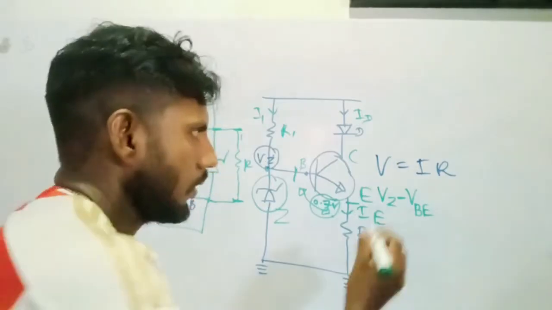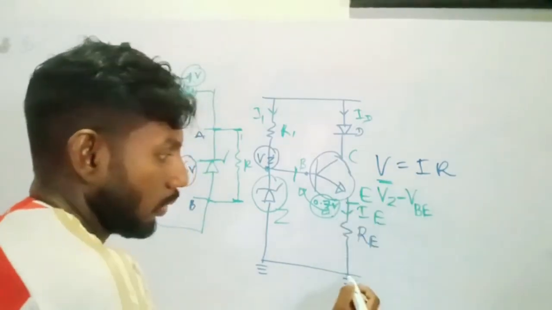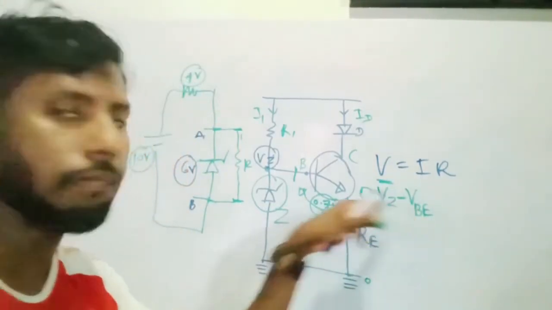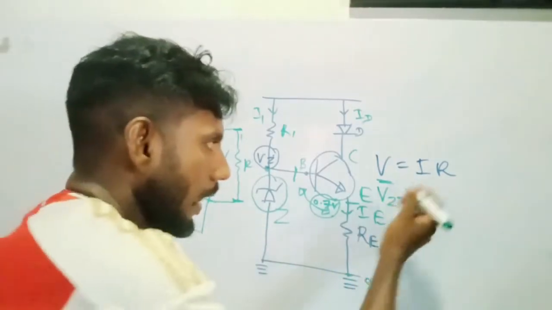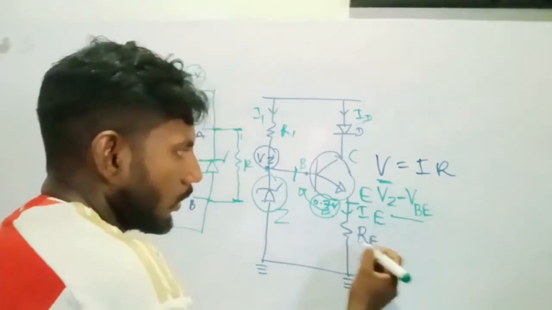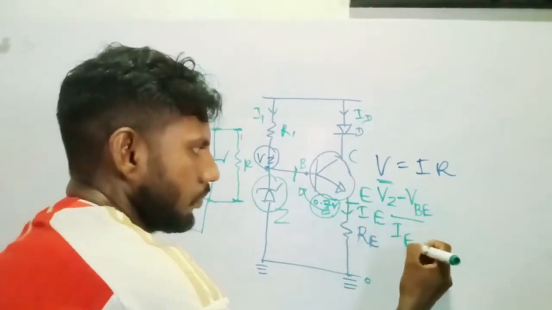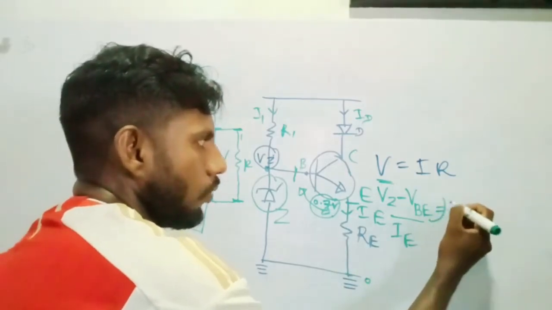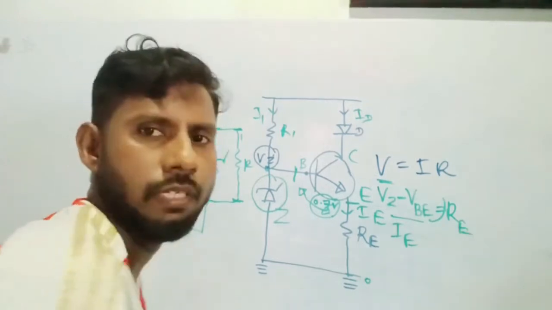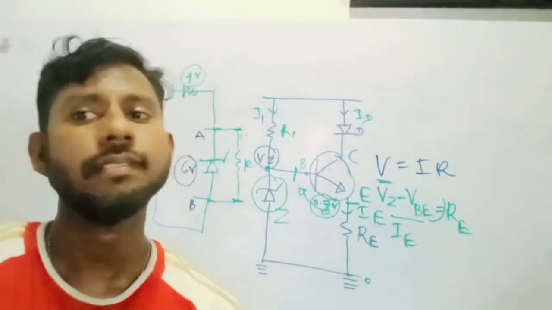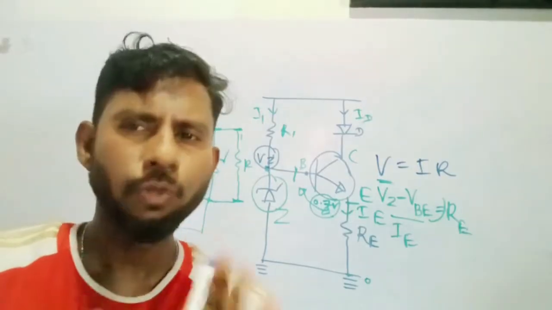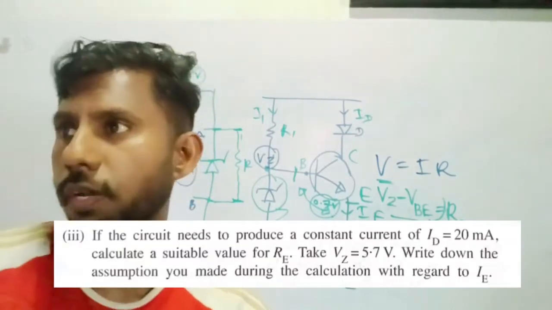Now the potential here is 0. So the potential difference across Re will be Vz minus VBE. Then we need to divide it by the current through it, that's IE. Here we go, we get the RE value. That's the expression they are looking for, and that's our answer. And then we have to apply the values, I think, in the next part of the question.